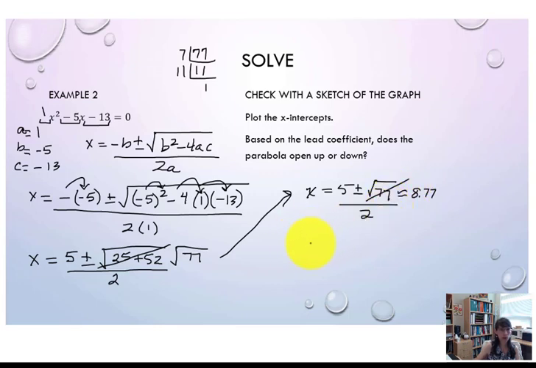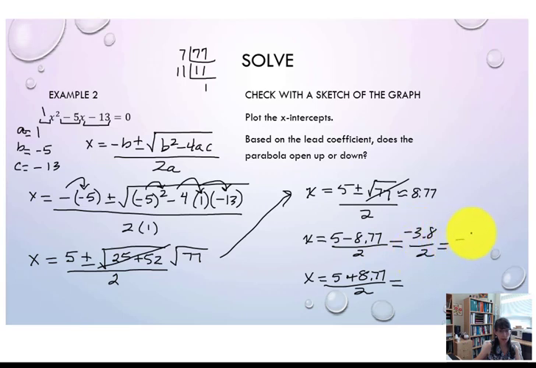So the 2 solutions that we generate would be x equals 5 minus 8.77 divided by 2, and x equals 5 plus 8.77 divided by 2. So now we'll be able to find at least a decimal value that we can find on our x-axis. So when I take 5 minus 8.77, I'm going to have a negative value, and dividing by 2 leaves negative 3.8 divided by 2. So that would be about negative 1.9.